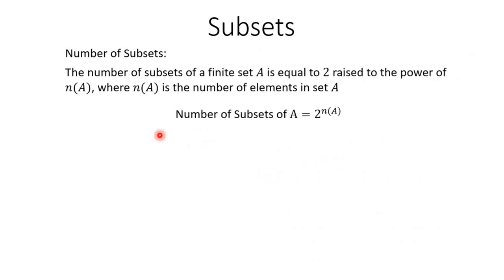So this leads us to a formula. The formula for the number of subsets of a finite set A. And this is going to be equal to 2 raised to the power of the cardinality of A, the number of elements in set A. So the number of subsets of A is 2 raised to the power of its cardinality.